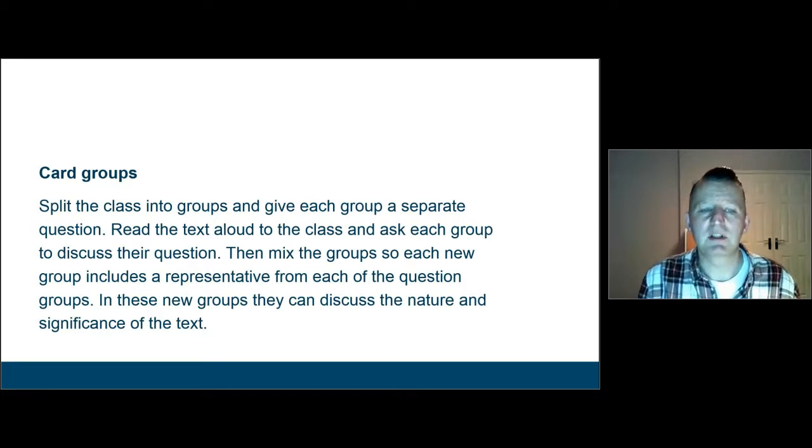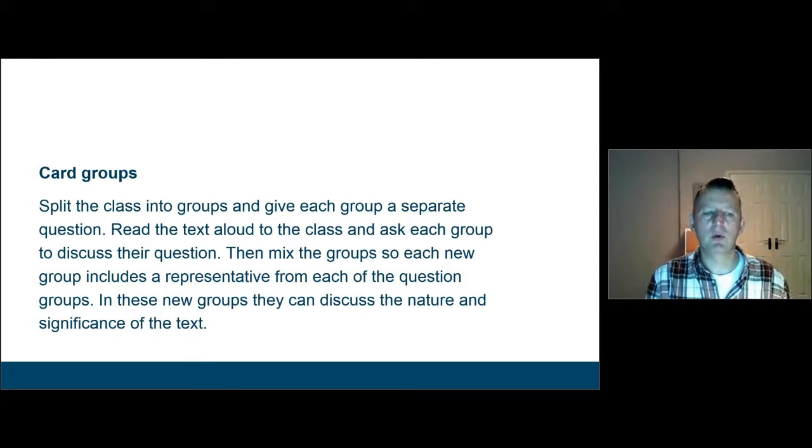Next activity is to split the class into groups and give each group a separate question. Then you read the text out aloud to the class and ask each group to discuss their question. So that means every group are listening to the same source but with a different purpose, listening for different information, extracting a different significance. Then you mix up the groups so that each new group includes someone from each of the previous question groups, and then they can discuss the nature and significance of the text in a broader way.